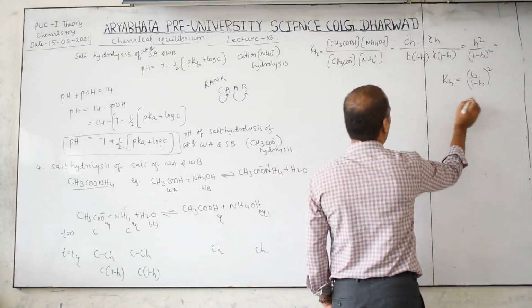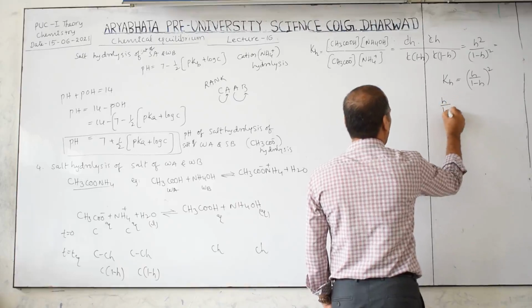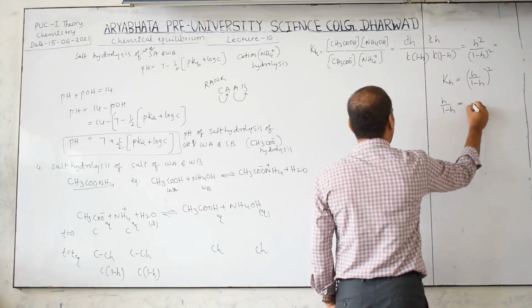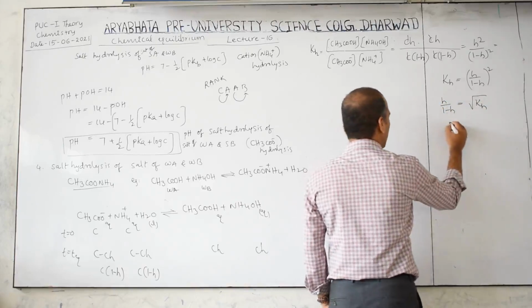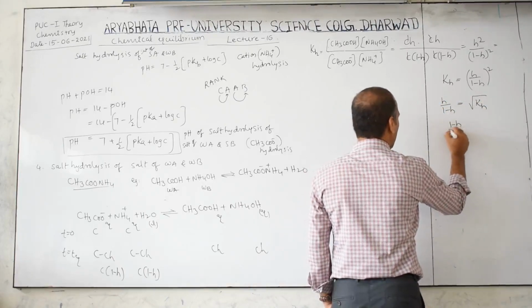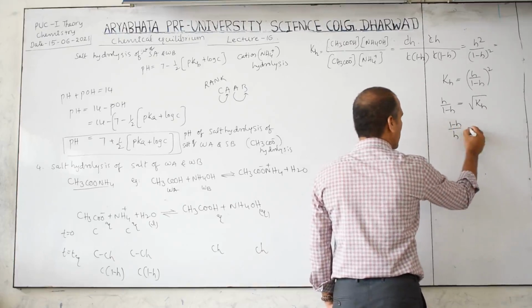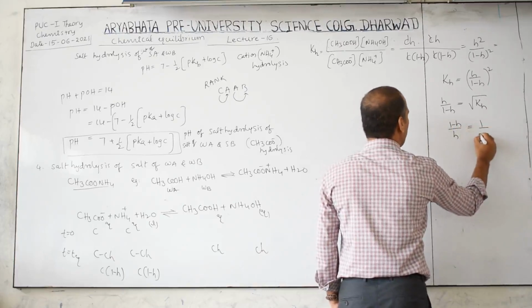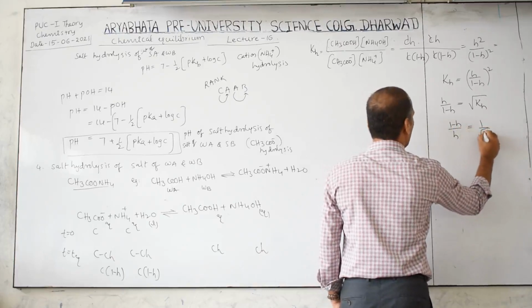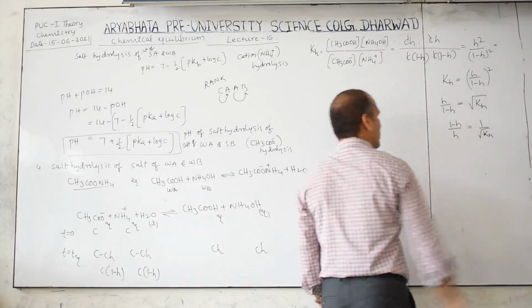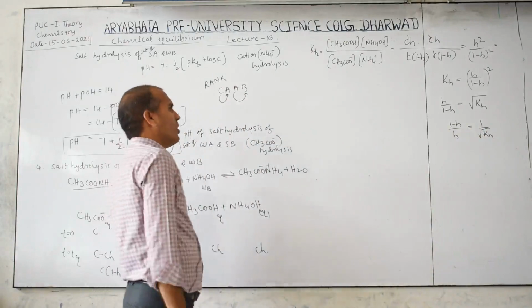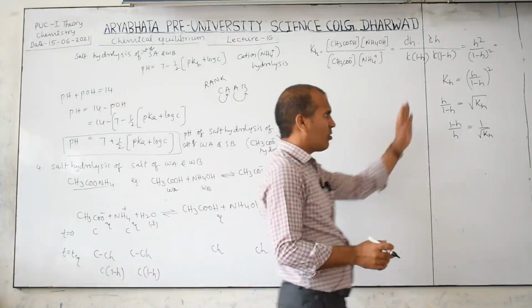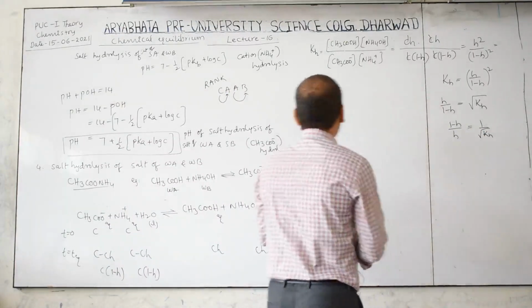Now h by 1 minus h is represented as root of KH. Like this, 1 minus h by h, when it is inverse, then it is 1 by, in inverse form. So these are involved once again, therefore you have to remember these formulas.